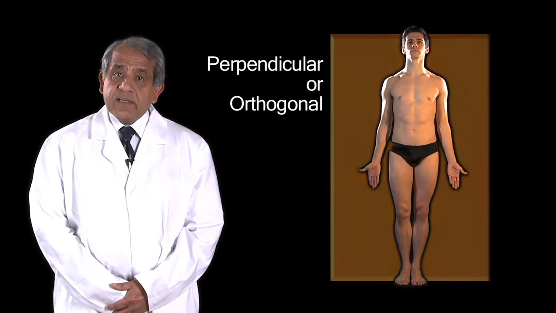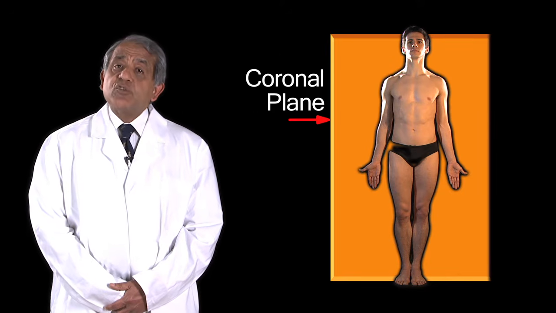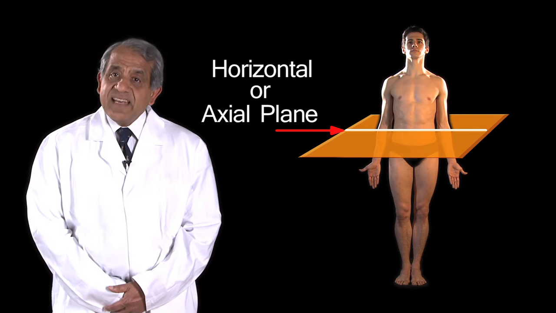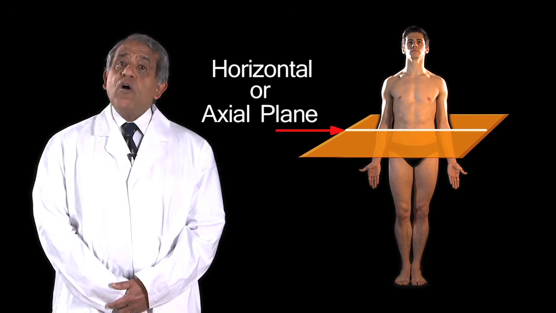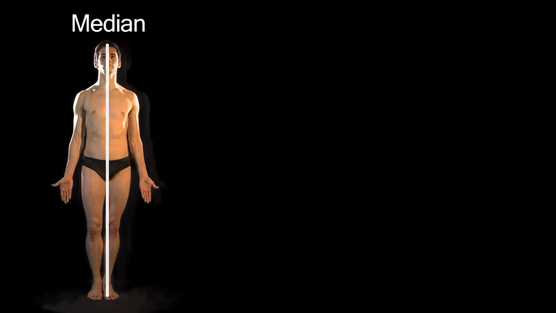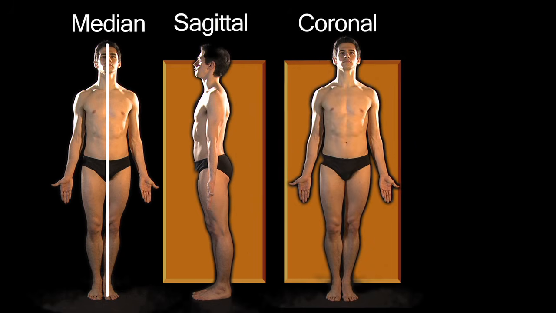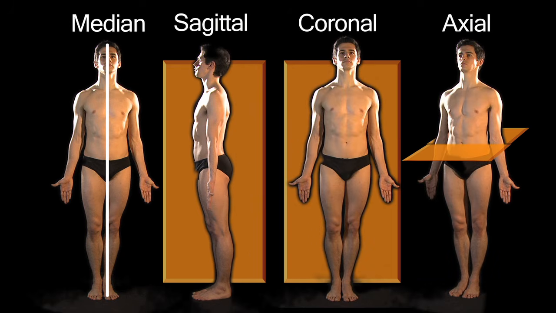A vertical plane which is perpendicular or orthogonal to the median plane is described as a coronal plane. Now imagine a plane which is orthogonal or perpendicular both to the coronal and median planes. Such a plane is referred to as a horizontal or axial plane. And so, to summarize, the four principal planes are the median plane, the sagittal or paramedian plane, the coronal plane, and finally the horizontal or axial plane.